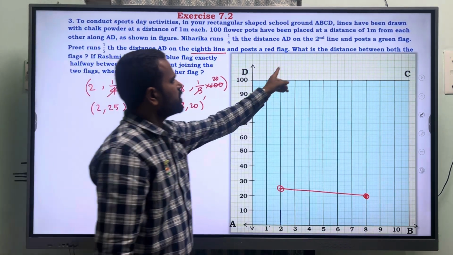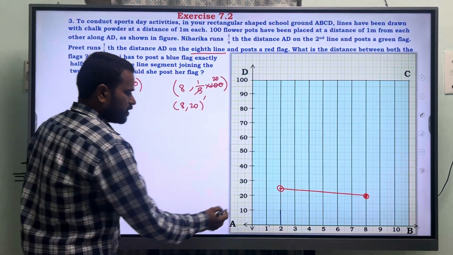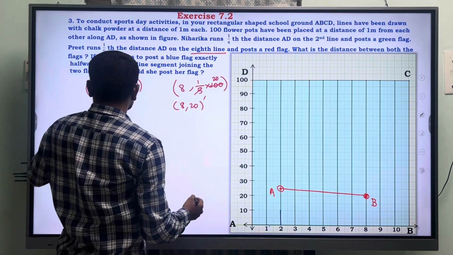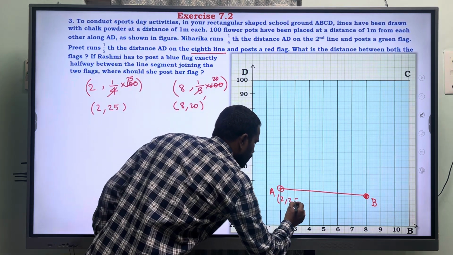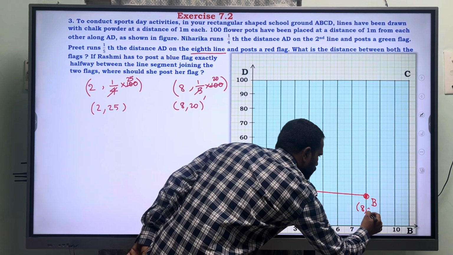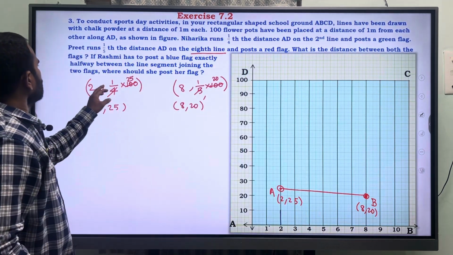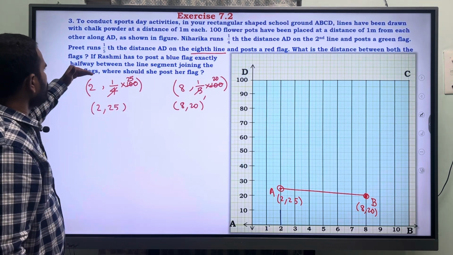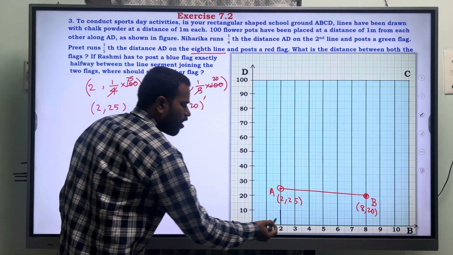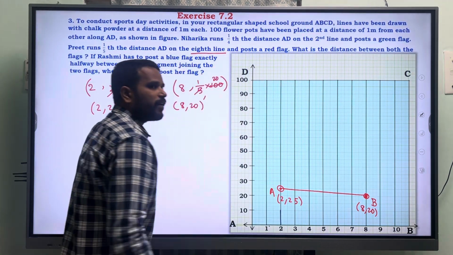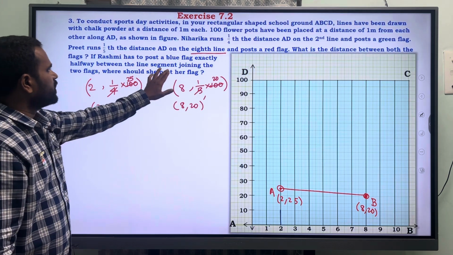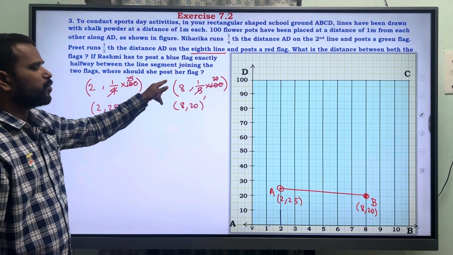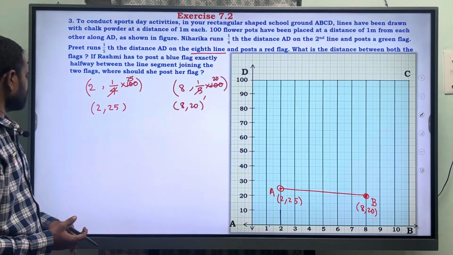So what is asked is, what is the distance between both the flags? This distance he is asking. Suppose this is A and this is B, 2 comma 25 and 8 comma 20. And also he is asking if Reshmi has to post a blue flag exactly halfway between, means the midpoint. We need to find the midpoint of the line segment joining the two flags. Where should she post her flag? This is what is asked.